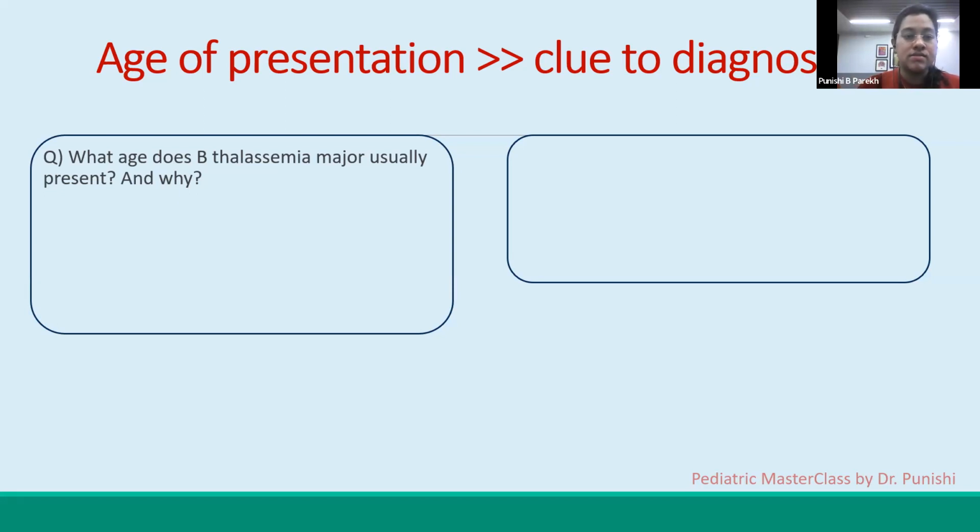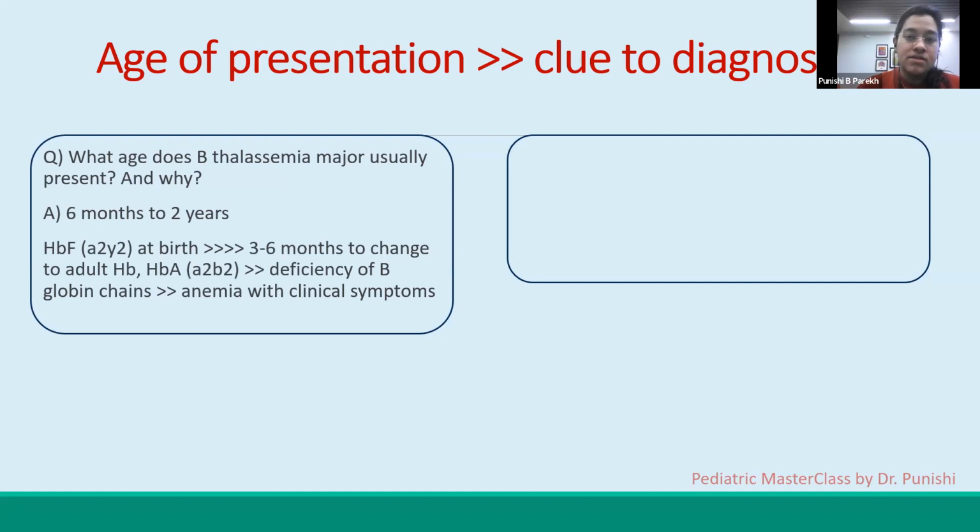Okay, so the answer is beta thalassemia major usually presents between 6 months to 2 years of age. Why is that so? Why is it that you never see thals presenting in the first 6 months of life? And the answer, like someone just said, is because of hemoglobin F or fetal hemoglobin. The composition of hemoglobin in fetal life is different. It's called HbF, the fetal hemoglobin, which is made up of 2 alpha and 2 gamma chains.